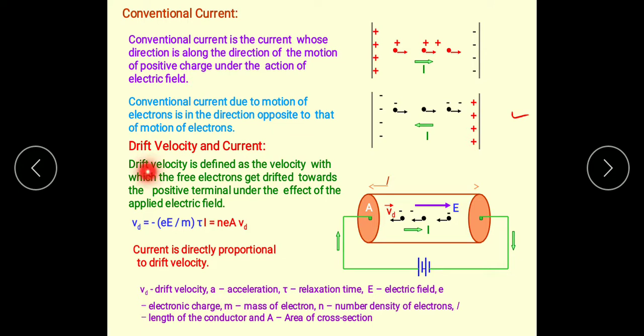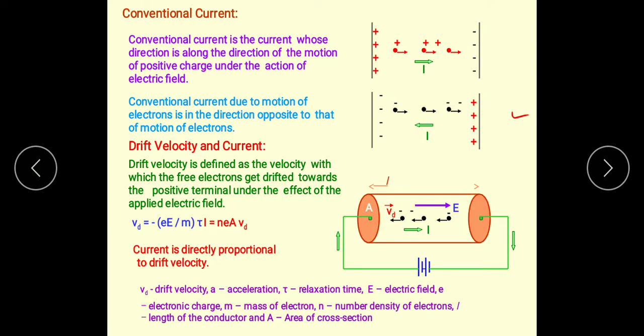Next is the drift velocity. Now here, see in the figure, this is the battery, this is the conductor. The positive side of the battery is connected to the A side, and the negative terminal of the battery is connected to this side of the conductor.